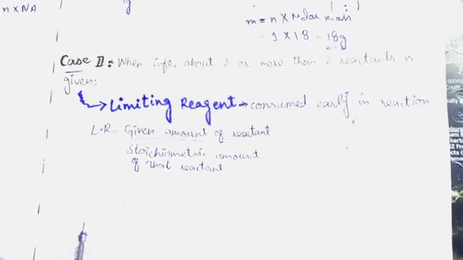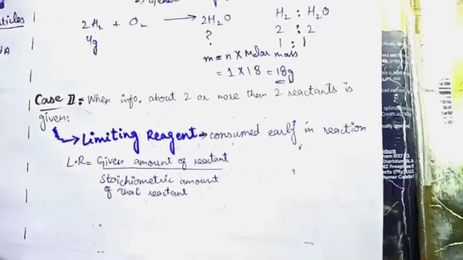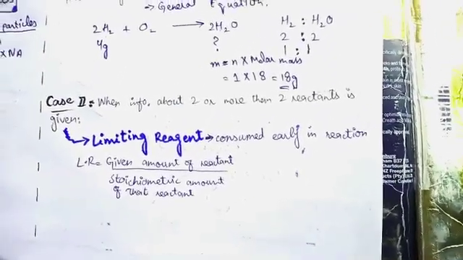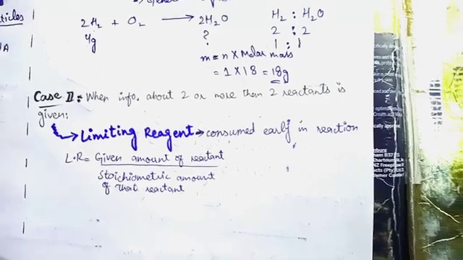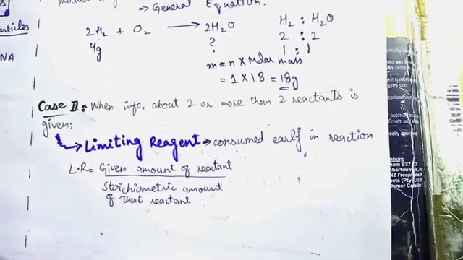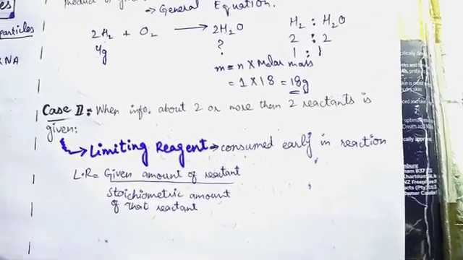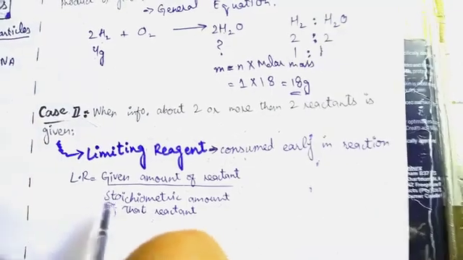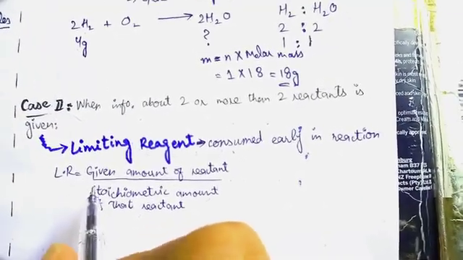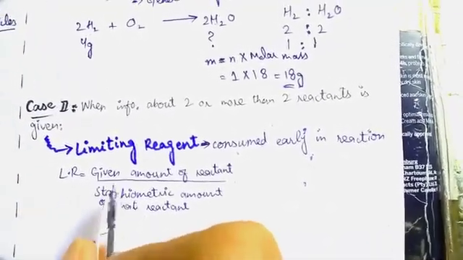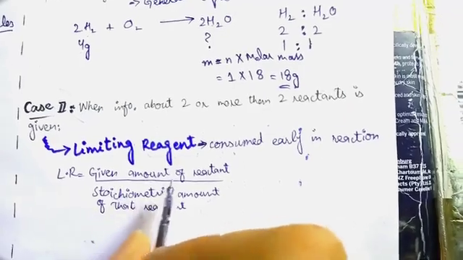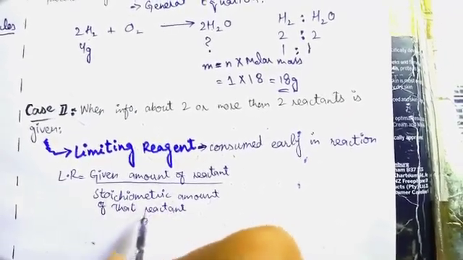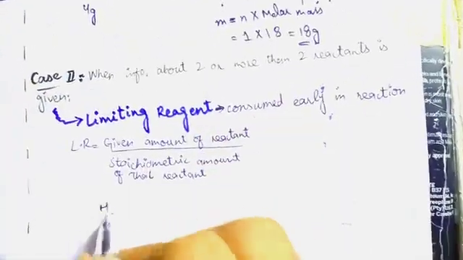In the second case, when the information of 2 reactants or more than 2 reactants is given, then the concept of limiting reagent is introduced. Limiting reagent is the reactant which is consumed early in the reaction. It can be found by using this simple formula: given amount of reactant divided by stoichiometric amount of that reactant.